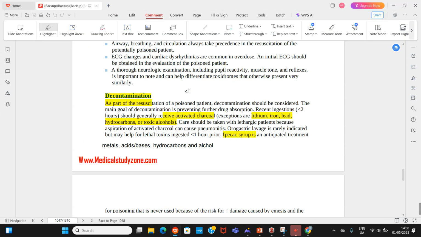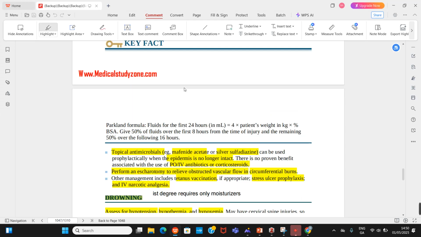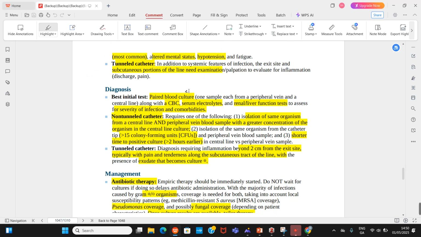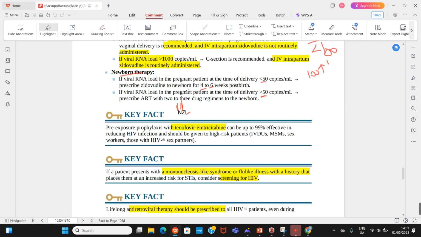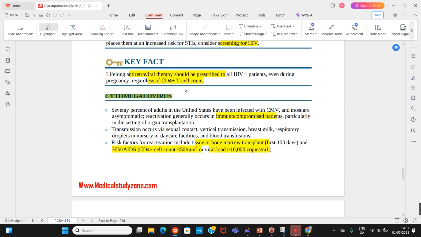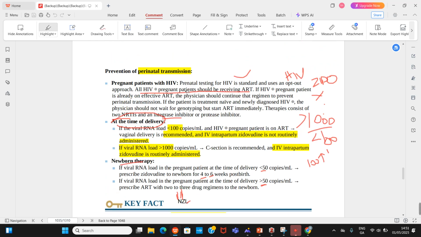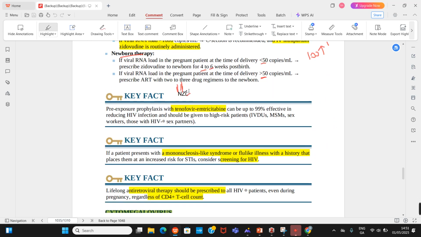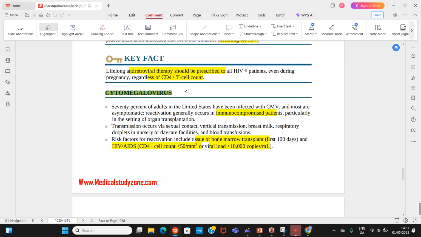So we are going to continue today by looking at cytomegalovirus. Yesterday we stopped at HIV, so we covered everything about HIV. Today we are going to continue with cytomegalovirus. And this is one common infection in the United States.